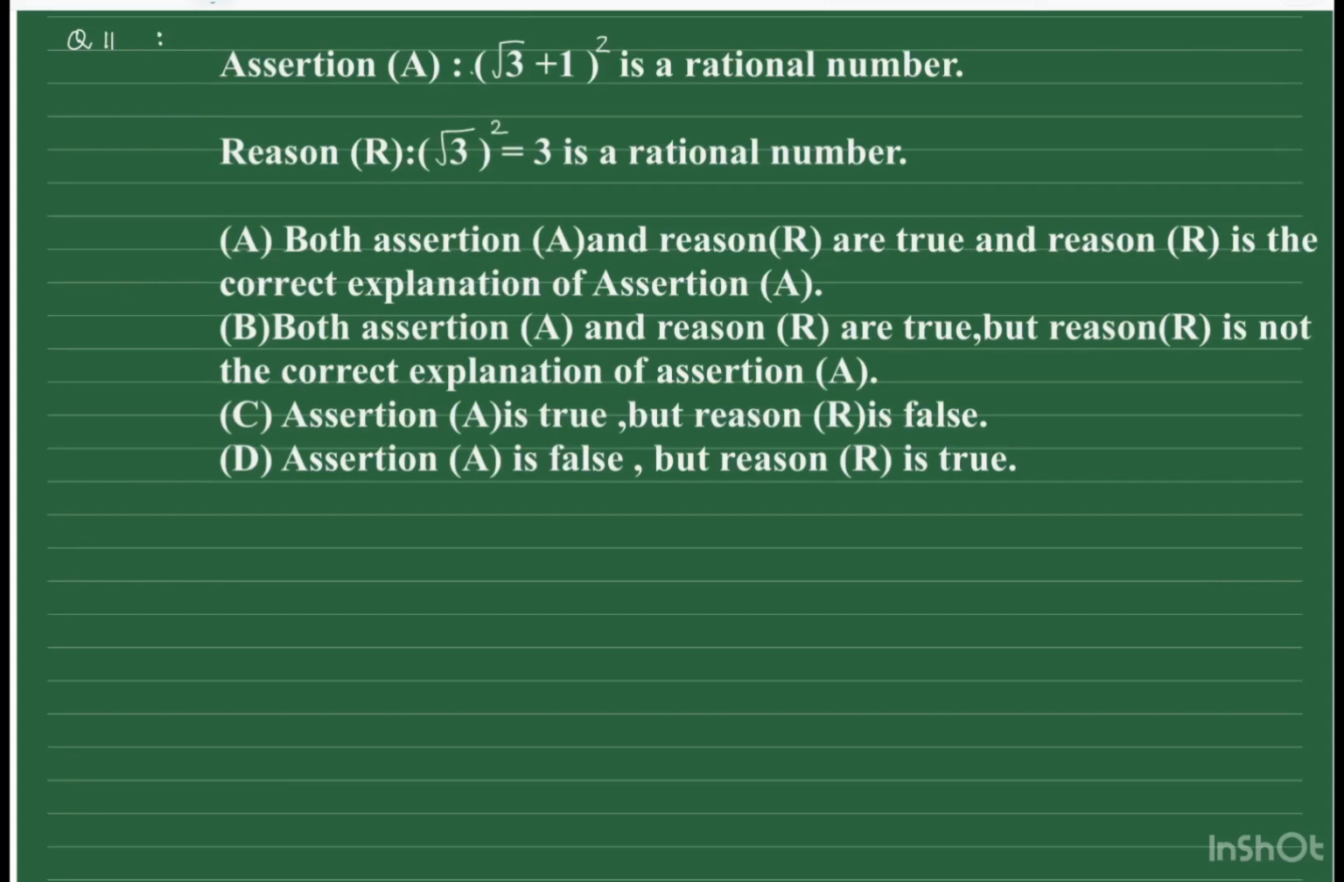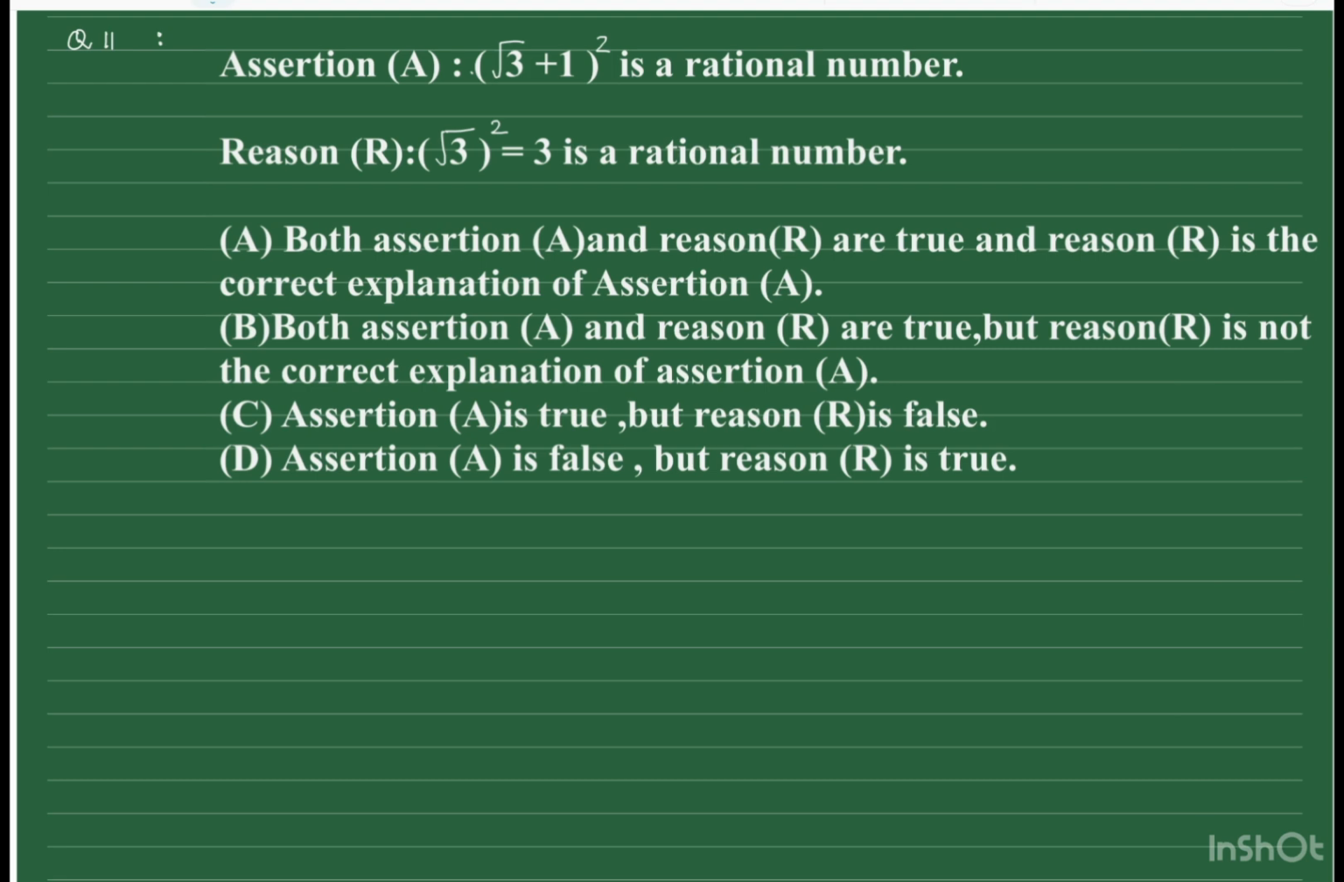Question number 11. Assertion A: (root 3 plus 1) all square is a rational number. Reason R: (root 3) all square is equal to 3, which is a rational number. Option A. Both assertion A and reason R are true, and reason R is the correct explanation of assertion A.